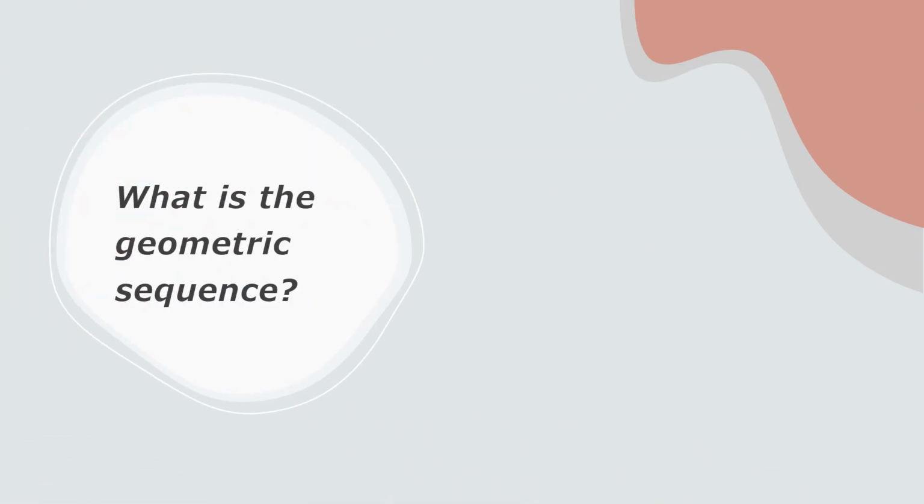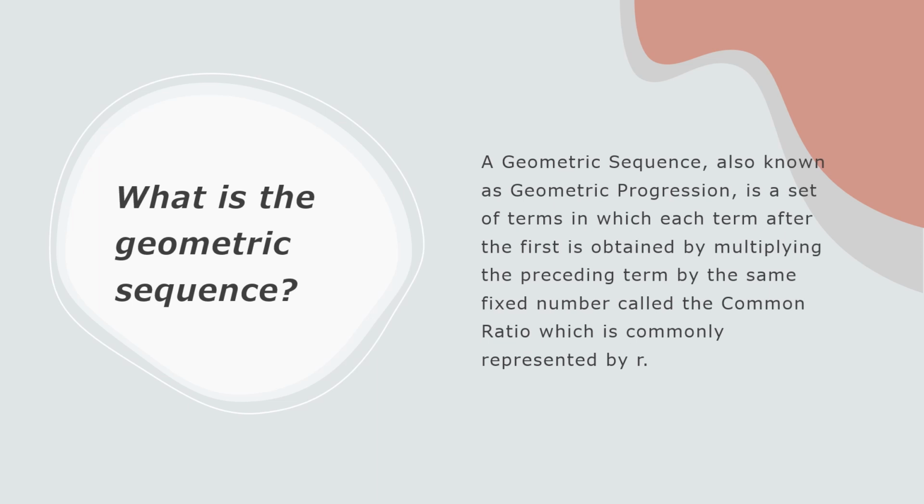What is a geometric sequence? A geometric sequence, also known as geometric progression, is a set of terms in which each term after the first is obtained by multiplying the preceding term by the same fixed number called the common ratio, which is commonly represented by r.